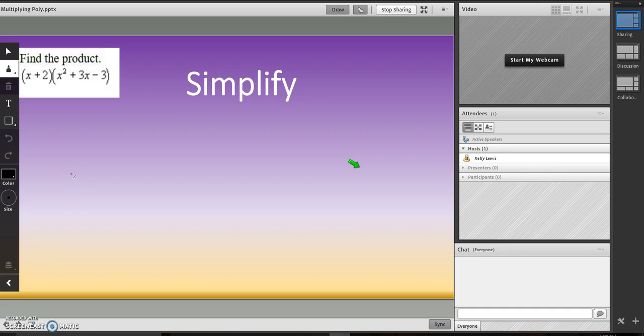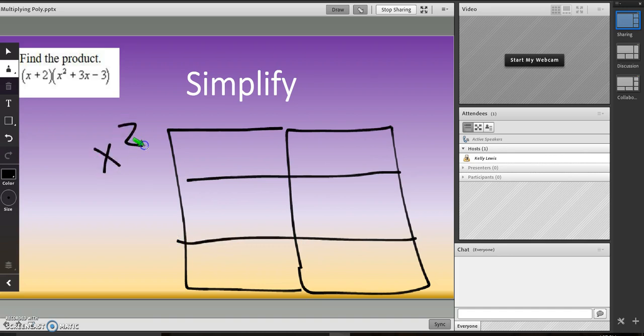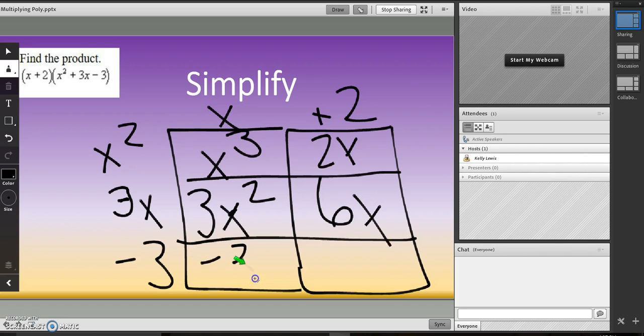Let's do another one like that. If you wanted to do it this way, you can write it really big, I guess. Like we could do x squared plus 3x minus 3, and this is x plus 2. All right, so x squared times x, x cubed. x squared times 2, 2x squared. 3x times x, 3x squared. 3x times 2, 6x. Negative 3 times x, negative 3x. Negative 3 times 2, negative 6. Remember, like terms are on the diagonals.